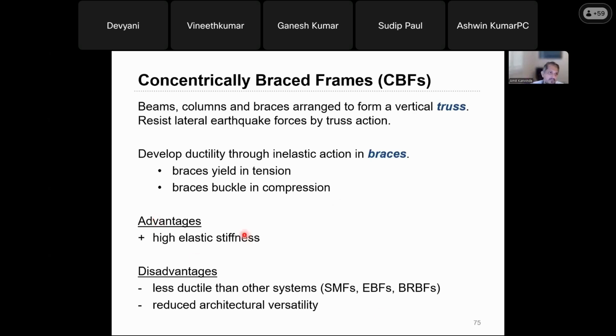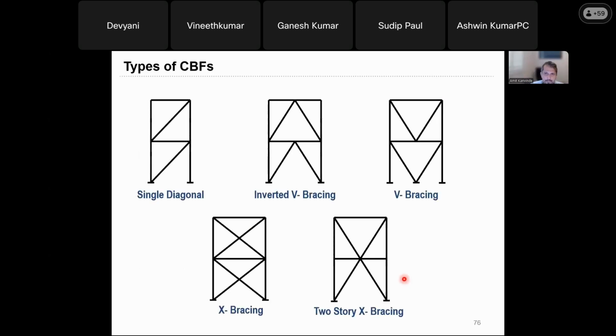The advantage of concentrically braced frames is that they tend to have very high elastic stiffness. The disadvantage is that they are a little less ductile, but it doesn't really matter because you're designing them for a higher strength. However, the bigger problem is that you have reduced architectural versatility. Architects don't like that.